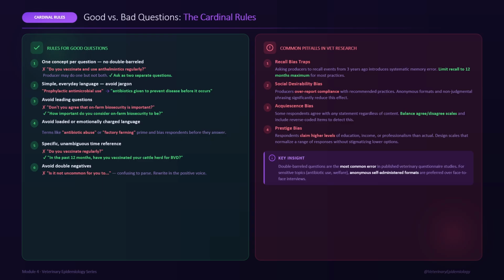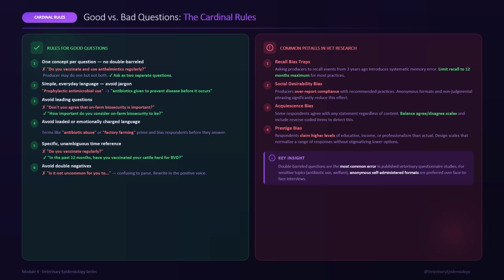Third, loaded or emotionally charged language like antibiotic abuse or factory farming primes respondents before they answer. Fourth, double negatives. Is it not uncommon for you to... are confusing to parse, so rewrite in the positive voice, and always use a specific bounded time reference. In the past 12 months, did you vaccinate your herd for BVD? Beats, do you vaccinate regularly?